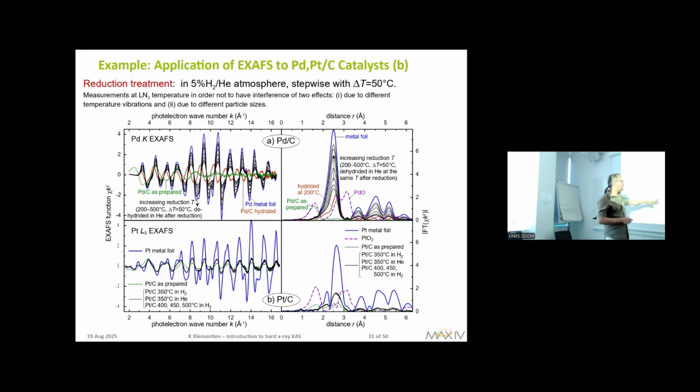And for platinum, this is a bit different. We start from the initial state, green, which is very similar to the oxidic one in the first coordination shell, but also smaller. And then after the first reduction, it forms some particles that are very similar to the metallic, again, much smaller in size, and it stays. Whatever you do with further temperatures, it doesn't grow. So these are two similar but different cases.